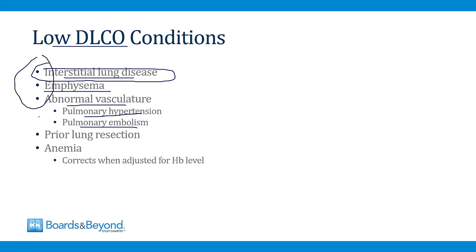Some other rare causes of a low DLCO are if parts of the lung have been resected, or patients who are severely anemic. They will have a low DLCO, but it'll correct when you adjust it for the hemoglobin level. And I talk more about the DLCO and how to use it to diagnose lung conditions in the video on restrictive lung disease. And that concludes our module on pulmonary function testing.